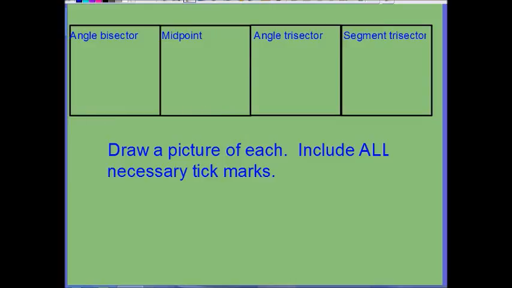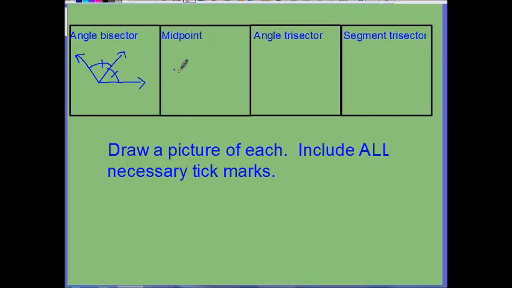So here we go. Let's draw a picture of each of these, including all necessary tick marks. Now, first, an angle bisector. First thing I'm going to do is draw an angle, and I'm going to draw an obtuse angle. Although it can be any type of angle, I think it's easiest to do this for visual purposes with an obtuse angle. So there's my obtuse angle, and here's my angle bisector. For me, it's going to be a ray. It could be a line, it could be a segment. But what it's going to do is bisect my angle, making two congruent angles. And those are my tick marks showing congruency.